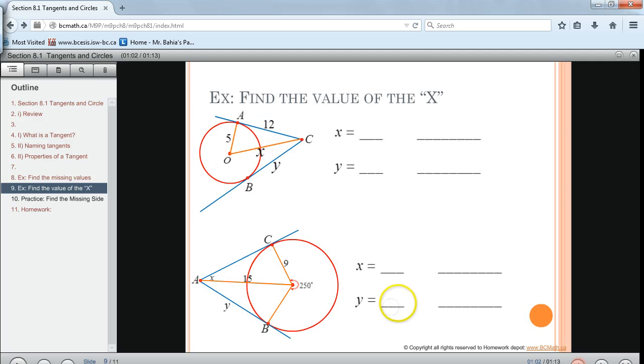Alright, moving along. Let's take a look at this nasty question. Okay, so, again, in these problems, write down what you know.